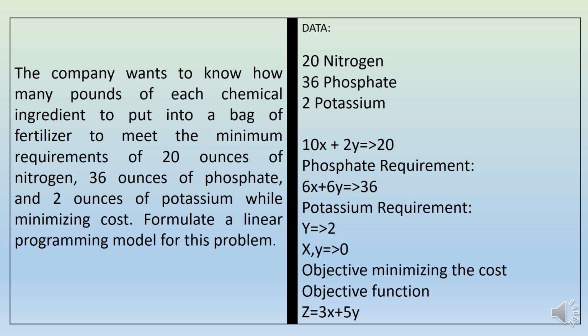So these constraints must be there. Phosphate, potassium, and nitrogen must be there. Previously we made an equation. Now we have completed the left hand side, and you have also seen the minimum requirement. So it must be greater than or equal to, greater than or equal to, greater than or equal to, and the requirement is given: 20, 36 and 2.